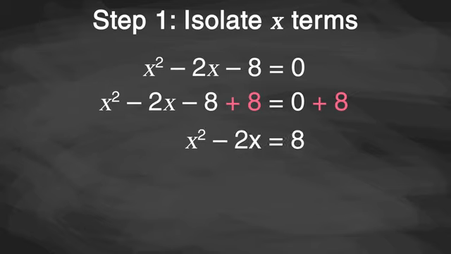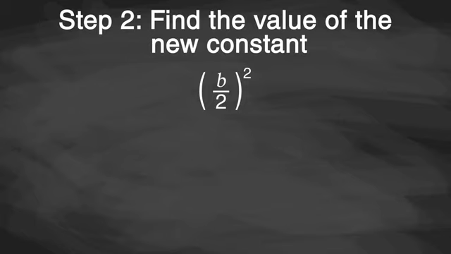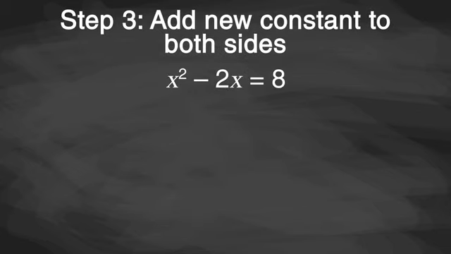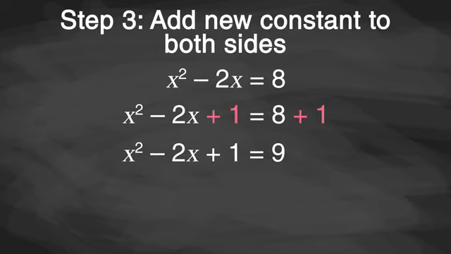The result is x^2 - 2x = 8. Step 2. We'll use (b/2)^2 to find the new constant c that will complete the square. b equals -2. Substitute -2 in for b, and you get (-2/2)^2. This simplifies to (-1)^2, which equals 1. The new constant used to complete the square is 1. Step 3. Add the new constant of 1 to both sides of the equation. The new equation is x^2 - 2x + 1 = 9.